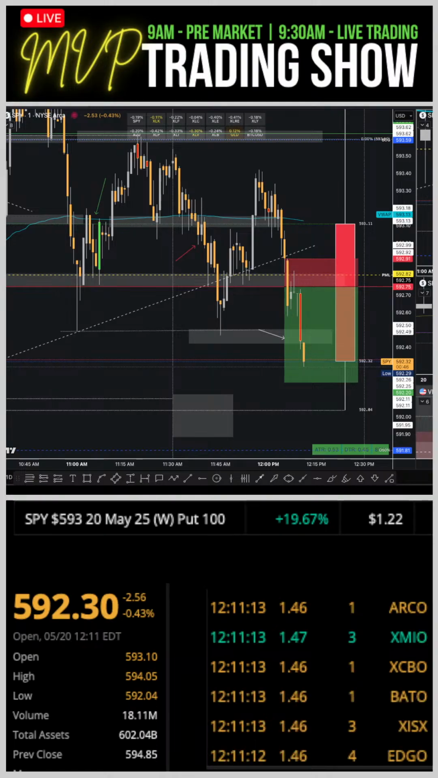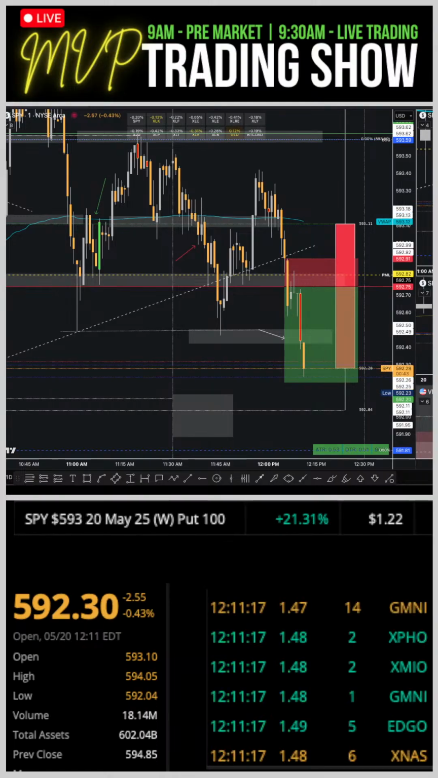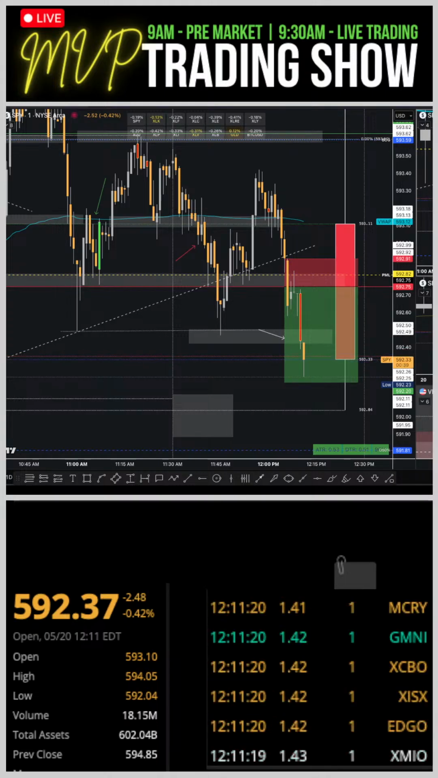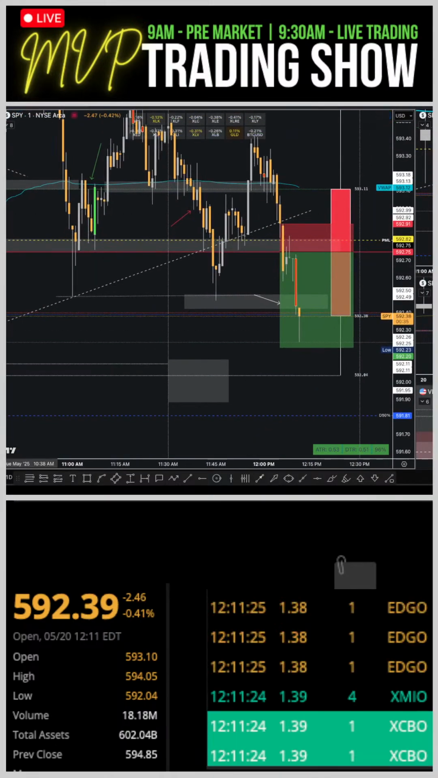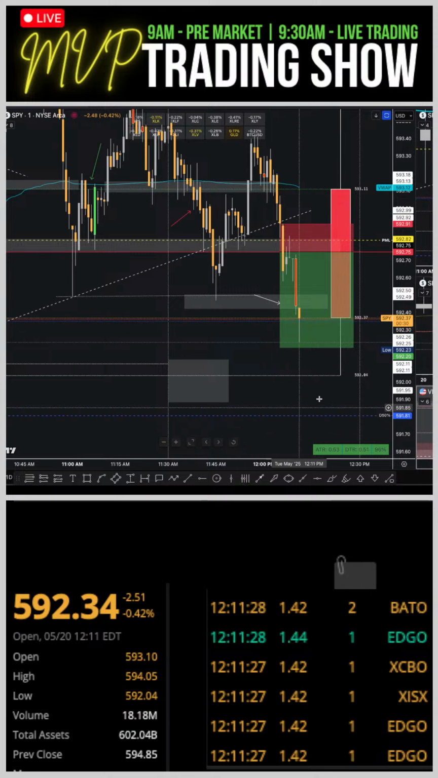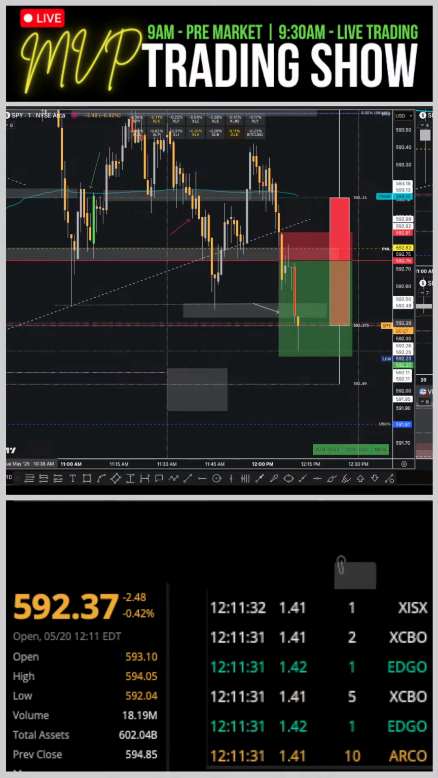Up 21, 19. Beautiful, beautiful, beautiful. 22. I'm going to close right there. All out. Okay. Beautiful. Fill that 22. Okay, that played out. That retrace reject played out beautifully.